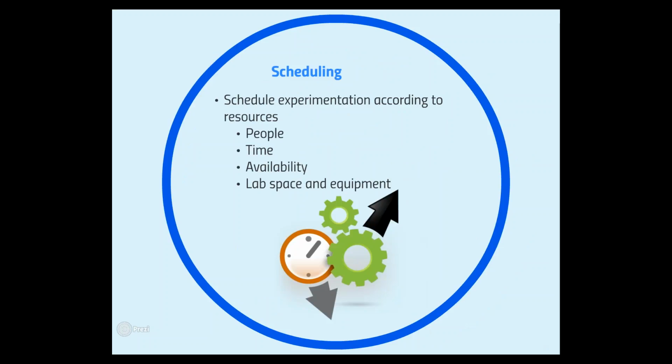We also want to be able to handle scheduling activities, so we want to be able to schedule experimentation according to the resources that we have. So that could be people, it could be time, availability. It could even be things like budget and lab space. So if we're externalizing activities out to contract research organizations, we may need to take into account budgets when we do that as well.